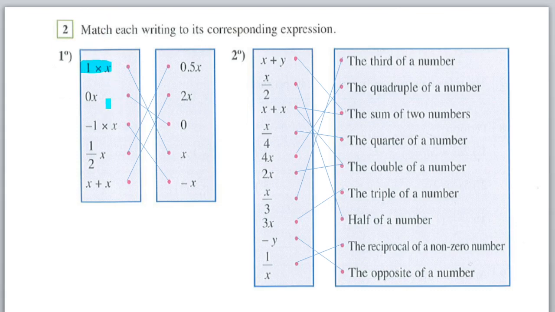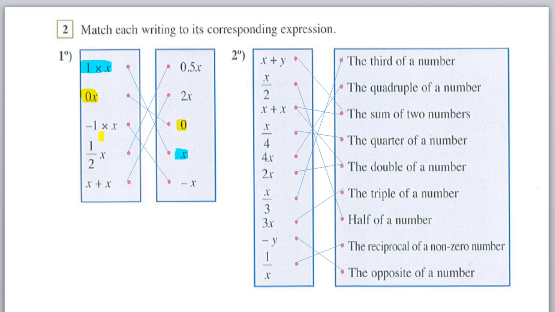1x is which one of these? 0.5x, 2x, 0x, minus x, x. So 1x is x. 0x, so 0 times x is 0, whatever x is. Why? Since 0 times any number is 0. 0 times 1, 0 times 2, 0 times 3, 0 times 5. Any number times 0, the answer should be 0.